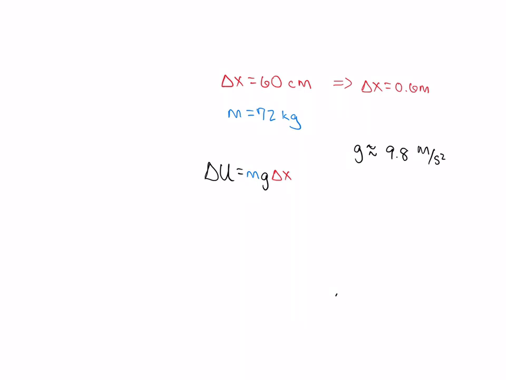And plugging all this in, if you keep track of your units, we end up with 72 kilograms times 9.8 meters per second squared times 0.6 meters. And that leaves us with, if we do all of our calculations, should be 423 joules.